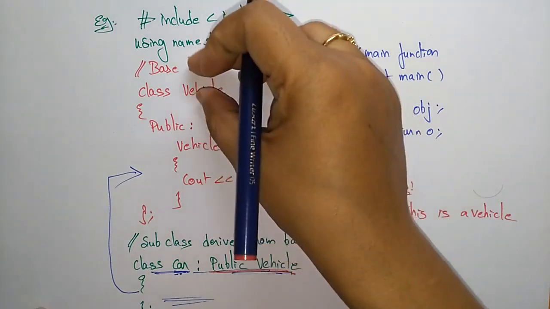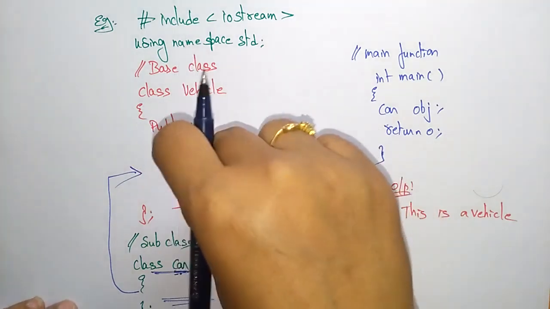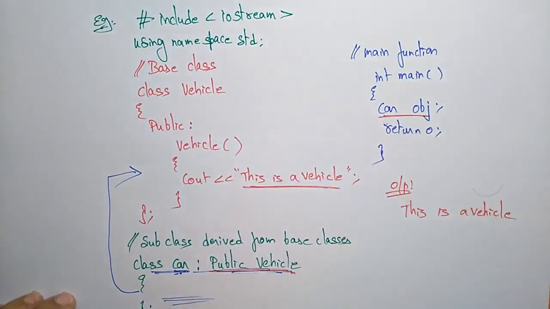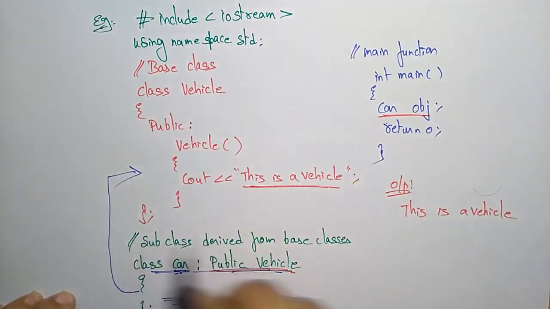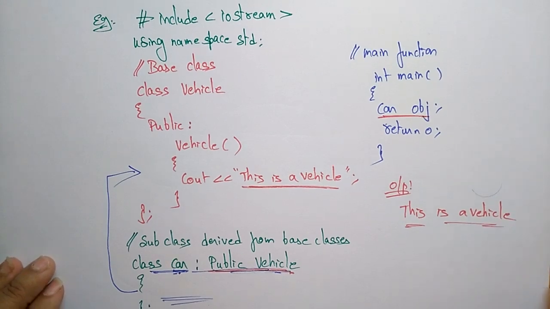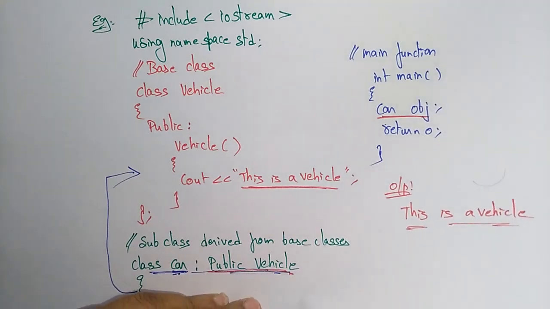So this is the single inheritance: only one base class and one subclass, with the subclass inheriting the properties of the base class. How does it inherit the properties? By creating the object. With the help of the object, it acquires the properties of the base class and prints this message. So this is a single inheritance. Now let us see the multiple inheritance.